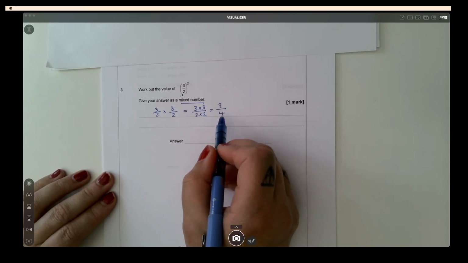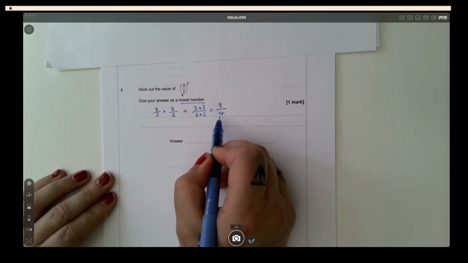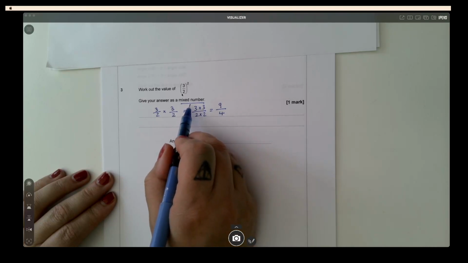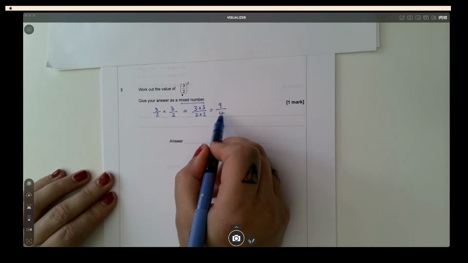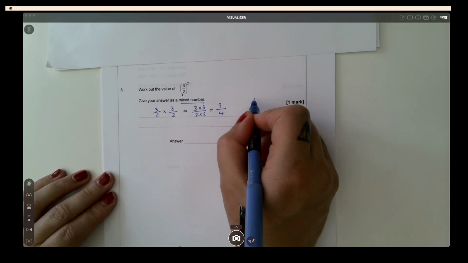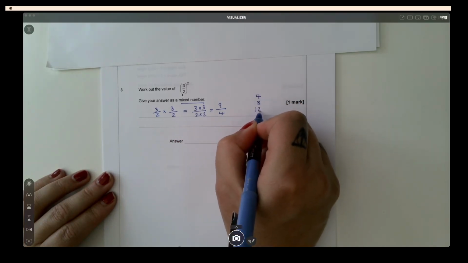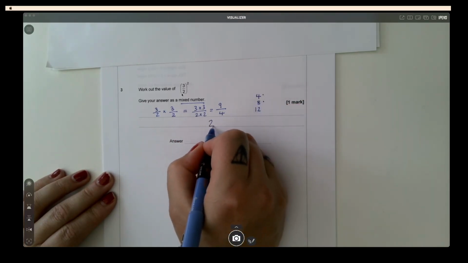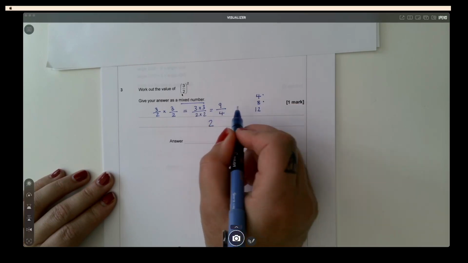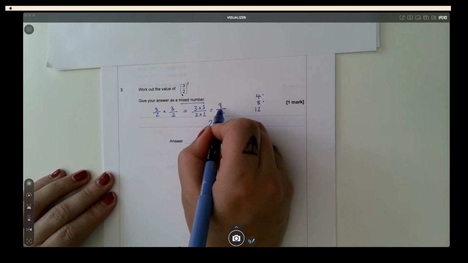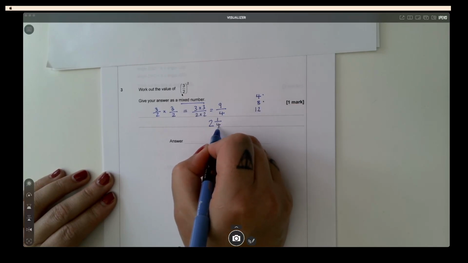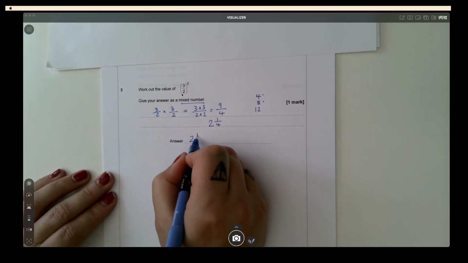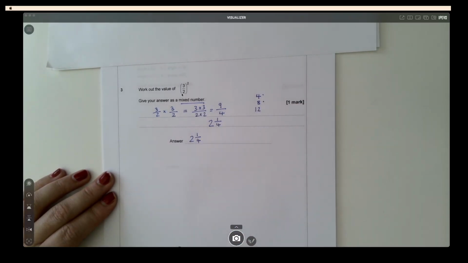Currently we have an improper fraction because the numerator is bigger than the denominator. It wants our answer as a mixed number. So we see how many of the bottom number go into the top. So 4, 8, 12. So 2 whole lots of 4 fit into 9. That gets us to 8. So we have a remainder of 1. So it's 2 1/4. And 2 1/4 goes on our answer line.